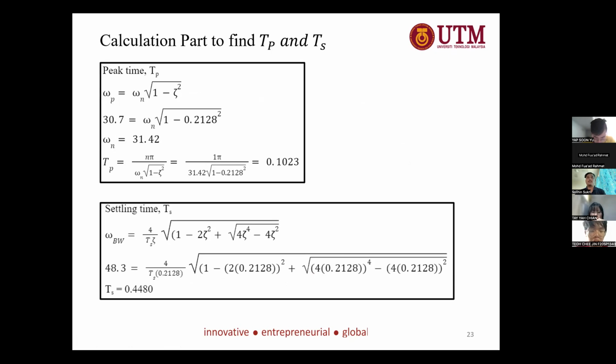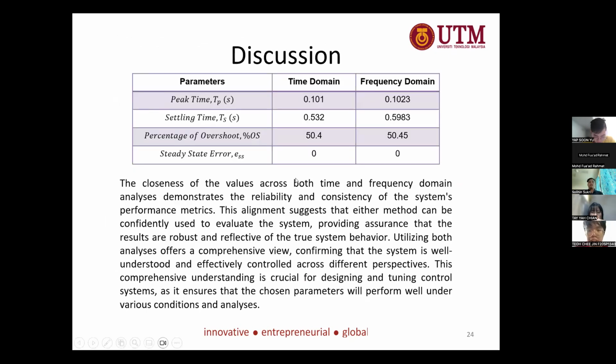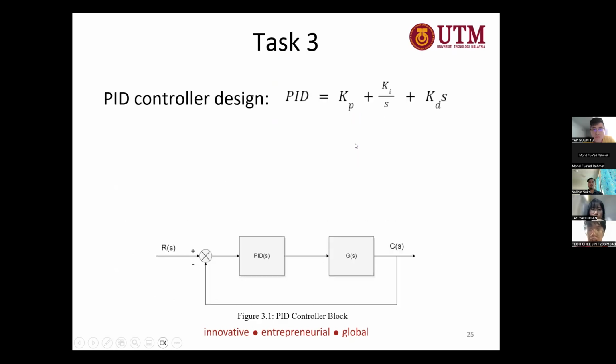Next, we also make use of the zeta value to calculate the value of TS and TN. Both of these results are displayed in this table. From here, we observe that the values between time domain and frequency domain analysis are similar. So this is the conclusion for task 2. Next, we proceed to task 3.